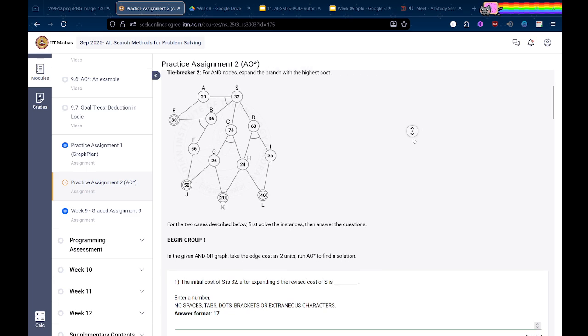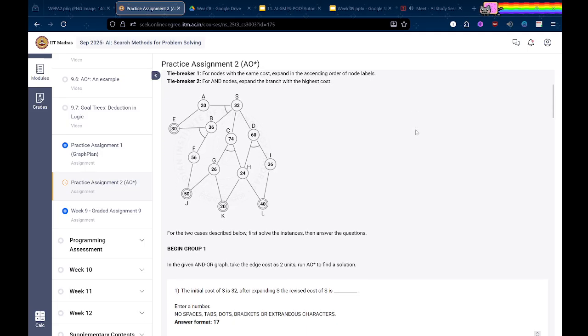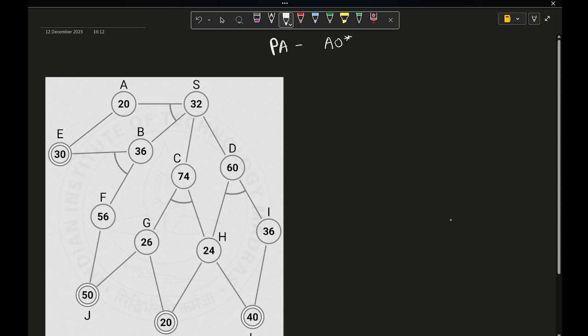Okay, highest cost. And H cost they have not given, right? No H cost. I think they might be given for the two cases described below. Answer the following question. Cost has 2 units. Okay, fine. Yeah, so in the given AND-OR graph, take the edge cost as 2 units. This is important to not forget in the exam, that do not assume this to be 0. Yeah, okay. So the initial cost of S is 32. After expanding S, the revised cost is.